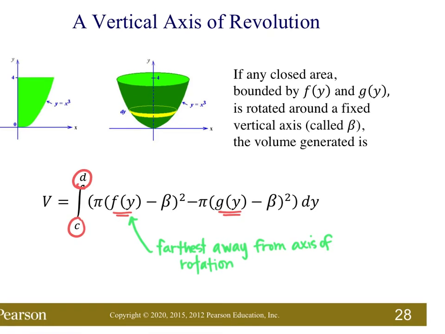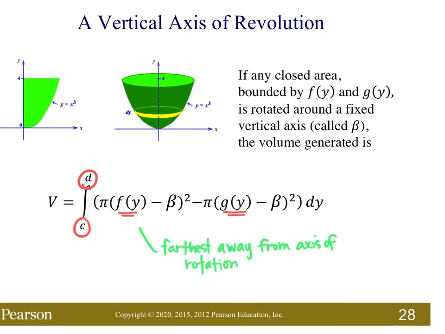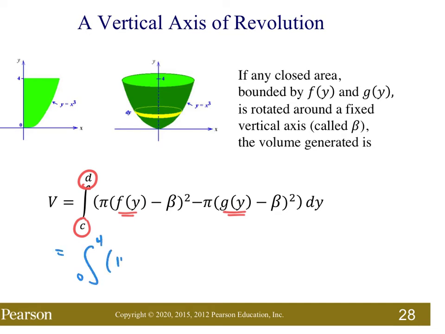Okay, so for this problem, maybe I shouldn't have written that right there. Okay. All right, my bounds are going to be 0 to 4, pi times. All right, my equation is right here, but it has to be converted to y terms. And so x would be equal to the cube root of y. So I'm going to have the cube root of y minus 0, which is the axis of rotation right now.